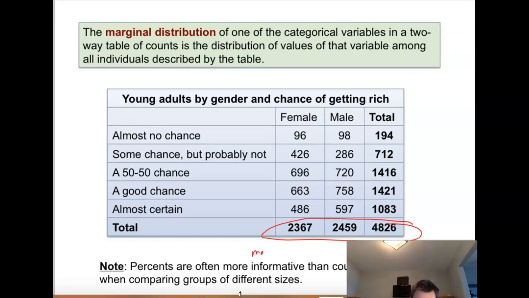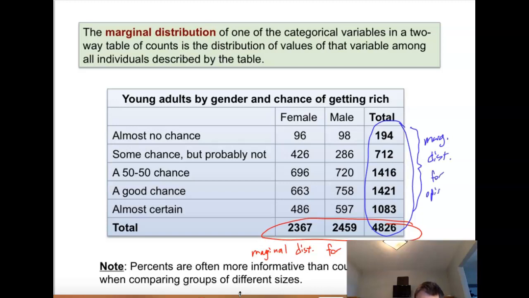So this is the marginal distribution for gender, and this is the marginal distribution for opinion, meaning opinion on getting rich.